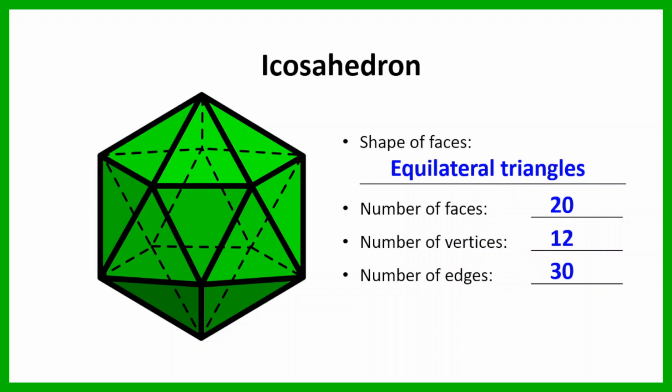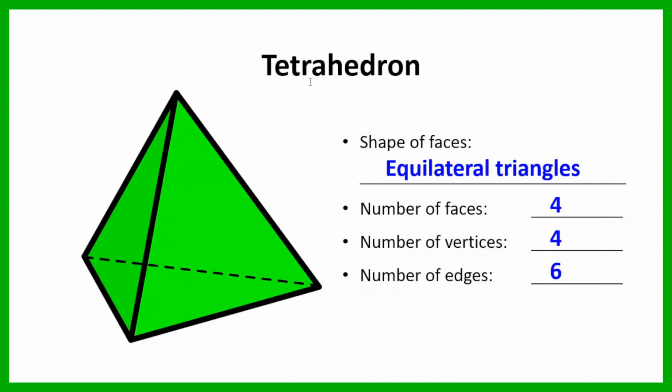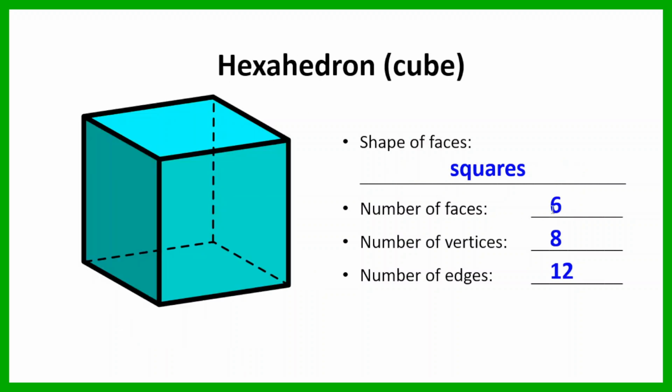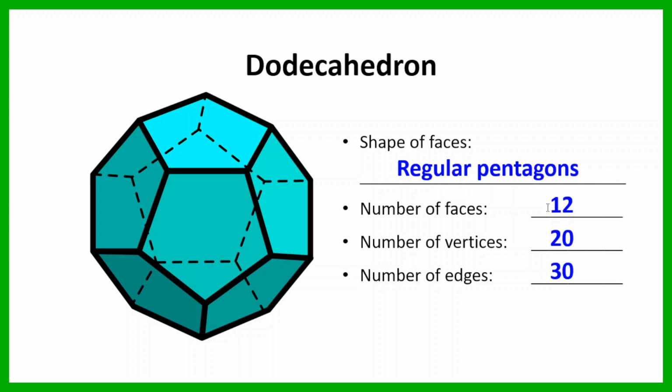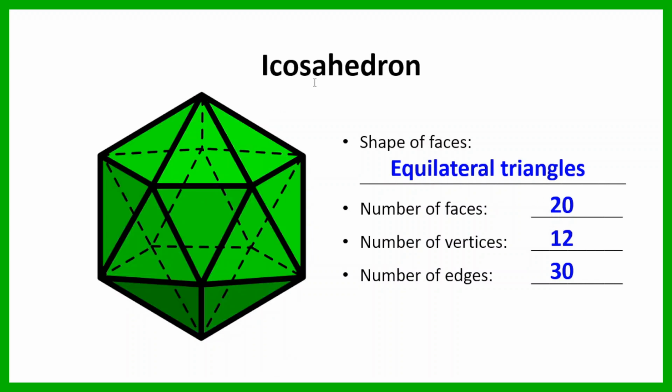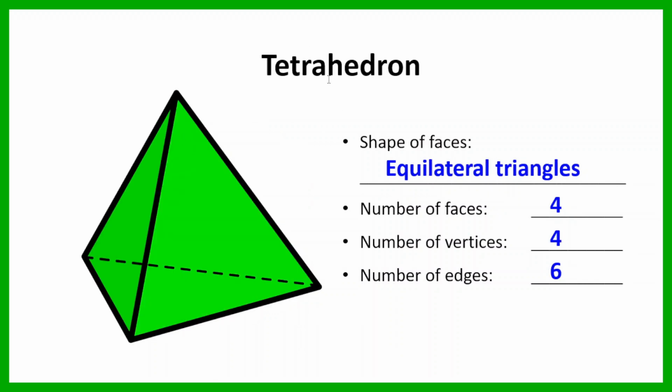Now I just want to point something out to you quickly. Tetra means 4, and there are 4 faces. Hex means 6, just like in a hexagon, and there are 6 faces. Oct means 8, and there are 8 faces, just like an octagon or an octopus. Dodec means 12, and there are 12 faces, and icos means 20, and there are 20 faces. So the prefix for each of these tells you how many faces there are in each of the different Platonic solids. And those are all the Platonic solids and their properties.